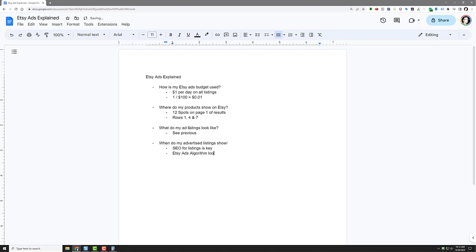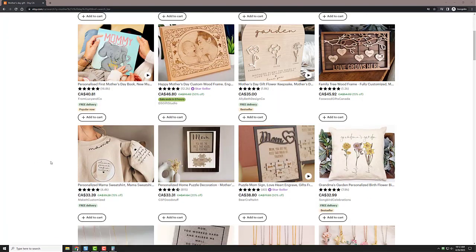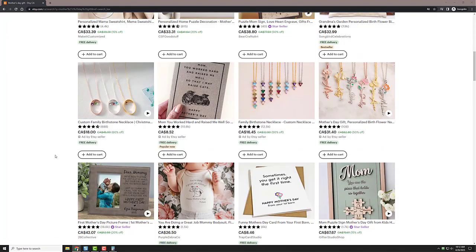looks at your keywords and the searcher's search phrase, whatever it is. So whatever they're typing in, like in my example, Mother's Day gift, all of these products over here have Mother's Day gift in it. Look at Mother's Day gift, grandkids, so that's different, but it does have Mother's Day gift there. This one's a little bit different. Personalized first Mother's Day book, Happy Mother's Day custom wooden frame, Mother's Day gift. So they probably have them in the tags too as Mother's Day gift.